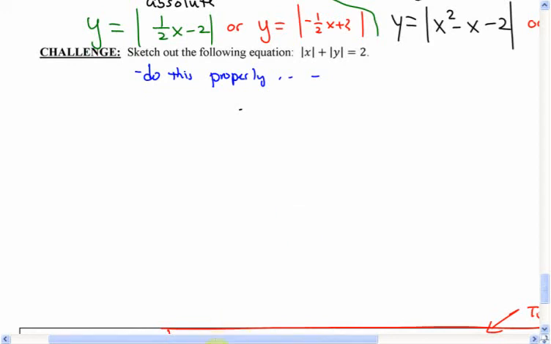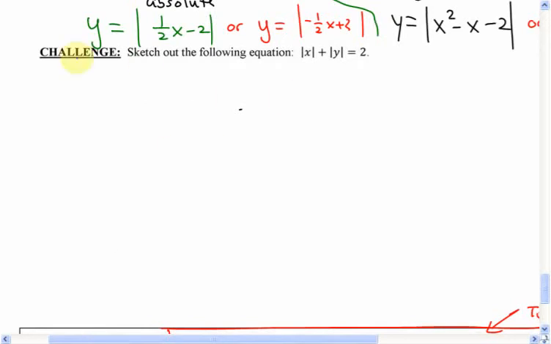Okay, everybody, let's take a look at this challenge question, please. Here's the question I asked you to do. I said sketch out the following equation. Now this one involves an absolute value on the x and an absolute value on the y, so it seems a little bit more complicated than what we've done before. But if we use the same ideas, we should be able to solve this.